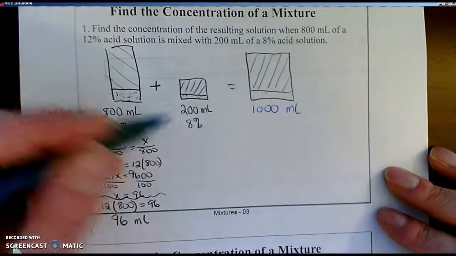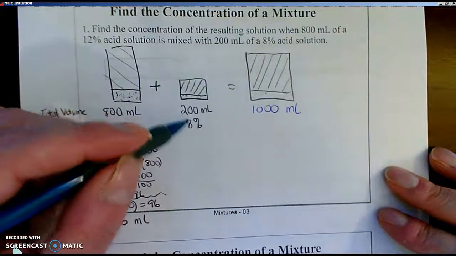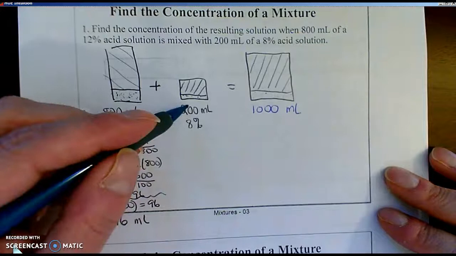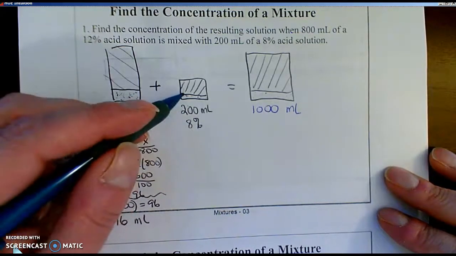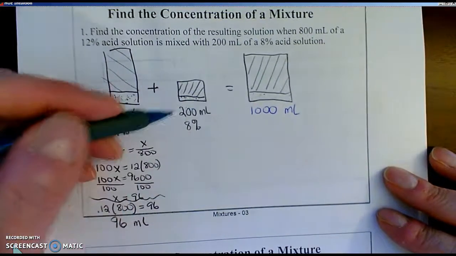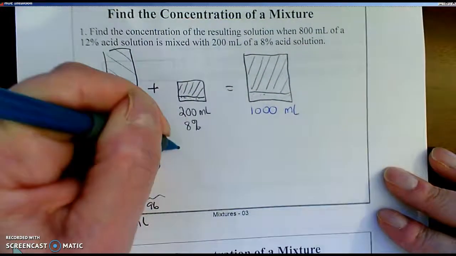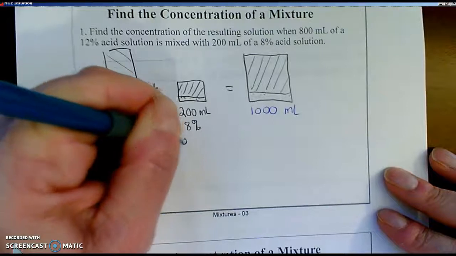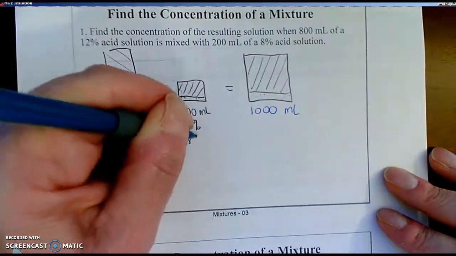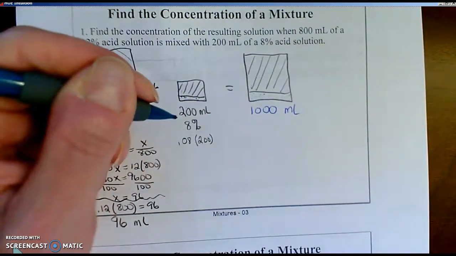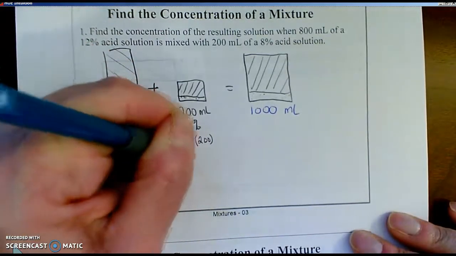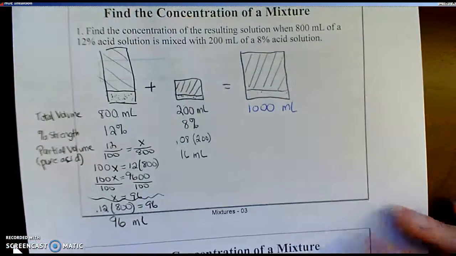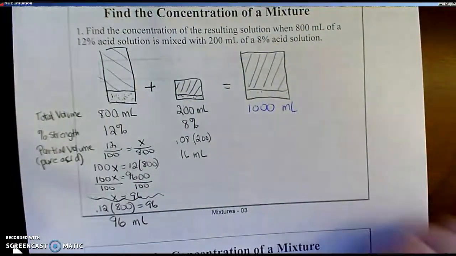Okay, so the next thing we're going to do is ask how much pure acid it would take to make 200 milliliters of an 8% acid solution. If you had to start from scratch, you would take 8% of 200. I'm going to take the shortcut here and say 8% is 0.08, so 0.08 times 200 is 16 milliliters. I'm going to highlight them in blue here.